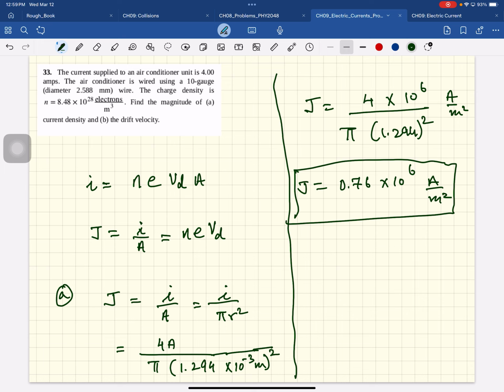And all you wanted was 4 amps, so the thickness of the wire was correspondingly such that. Okay, that's the current density.